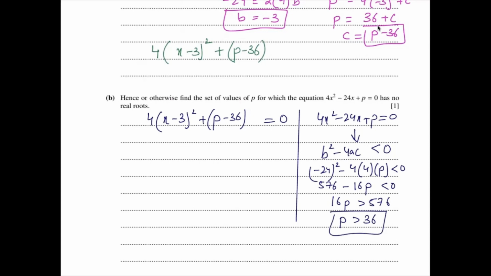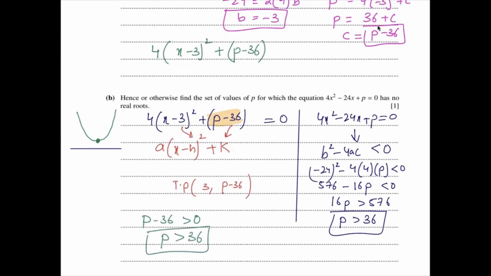Now, if we were to use the completing square form, we would say that it's a minimum curve. If you compare it with the completing square form, the coordinates of the turning point are (3, p − 36). Now, if we want this equation to have no real roots, that would mean that the curve lies entirely above the x-axis, which means that the y-coordinate of the turning point, p − 36, must be greater than 0. So if p − 36 is greater than 0, then p must be greater than 36.